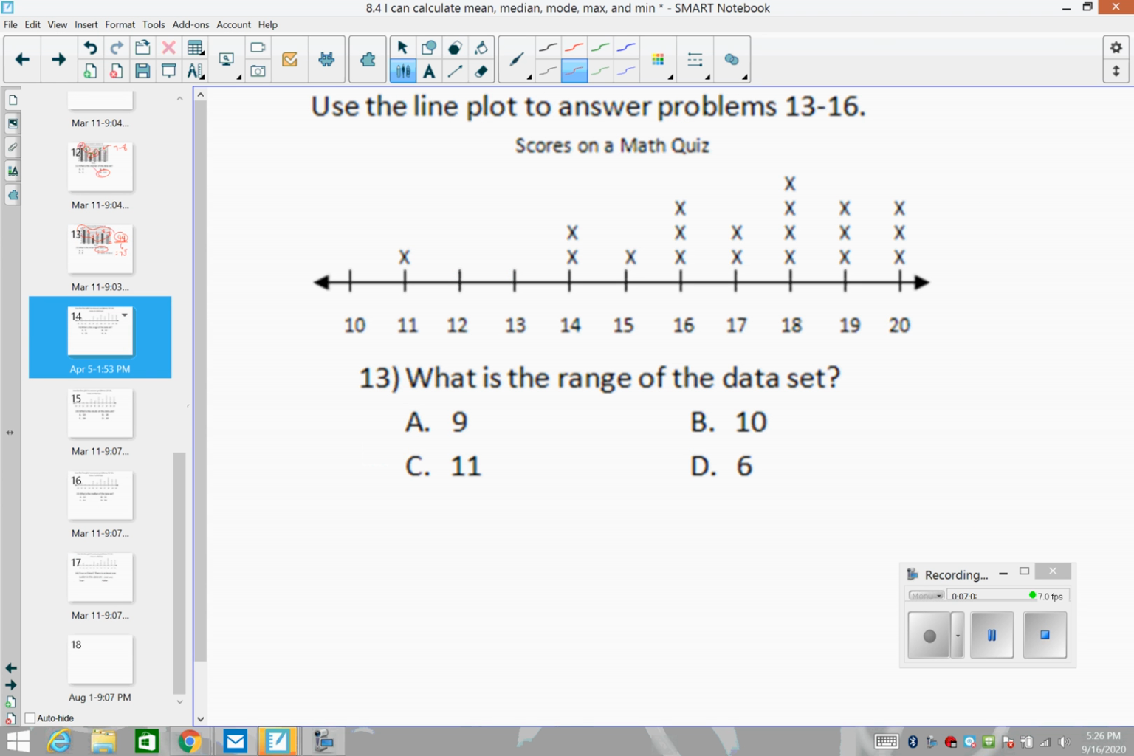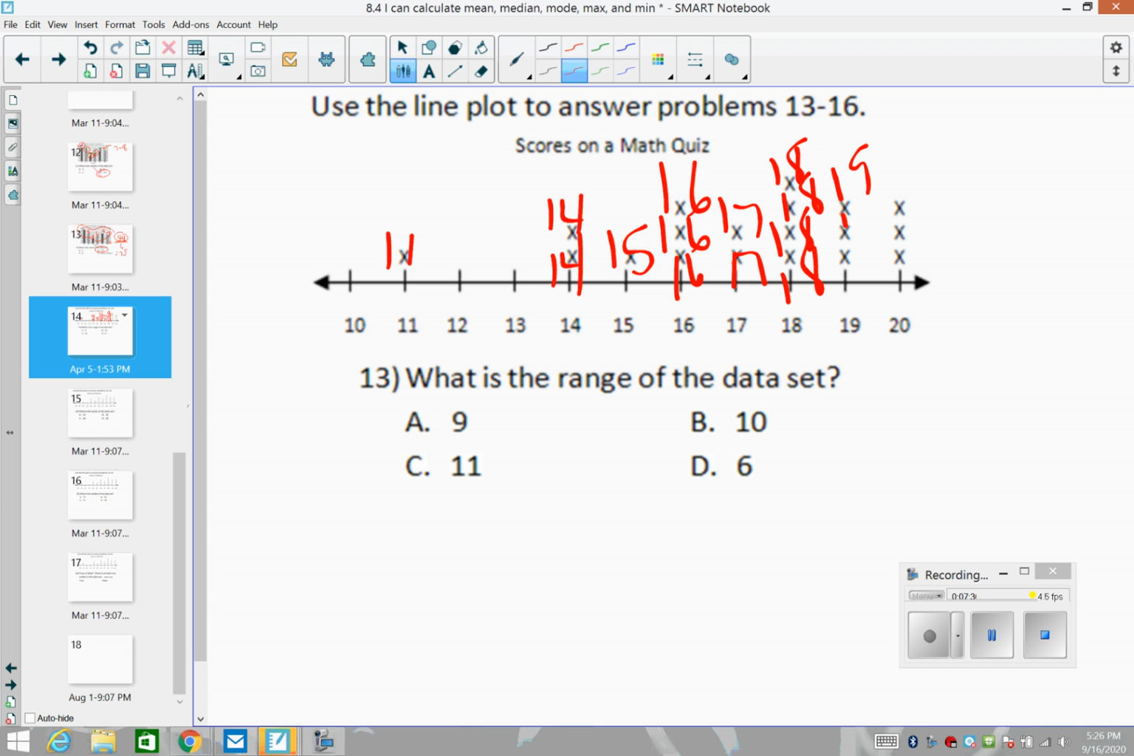So what about if it comes in the form of something like this, where each of these represents a student? Each X is a student. So that student got an 11. I had 2 students get 14. 1 student get 15. And so on. So I'm writing these out so I really can visualize how the data was displayed.